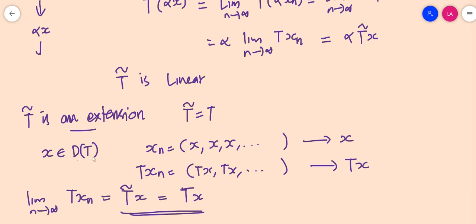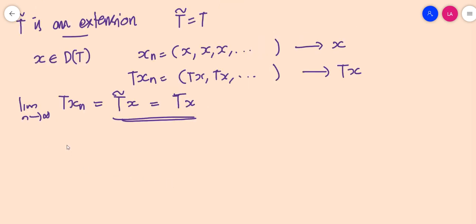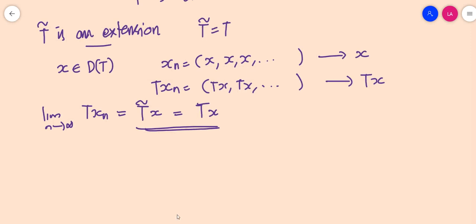And so for every x element of D(T), T tilde of x should be equal to T of x. So T tilde is defined for every x element of D(T), and both of them are the same with regards to this on D(T). And we have already defined that T tilde is defined for every element of the closure of D(T) as well. So T tilde is defined on a superset of D(T) as well, which means that T tilde is actually an extension. Using this, we have established that T tilde is an extension.